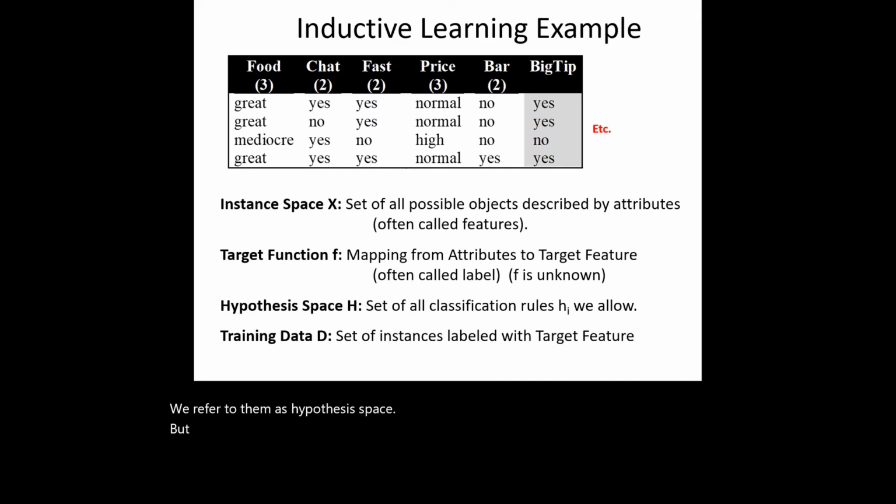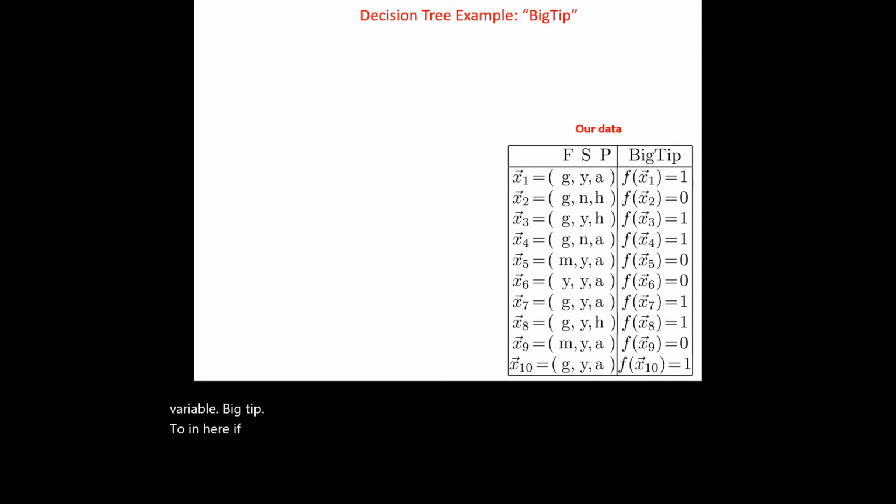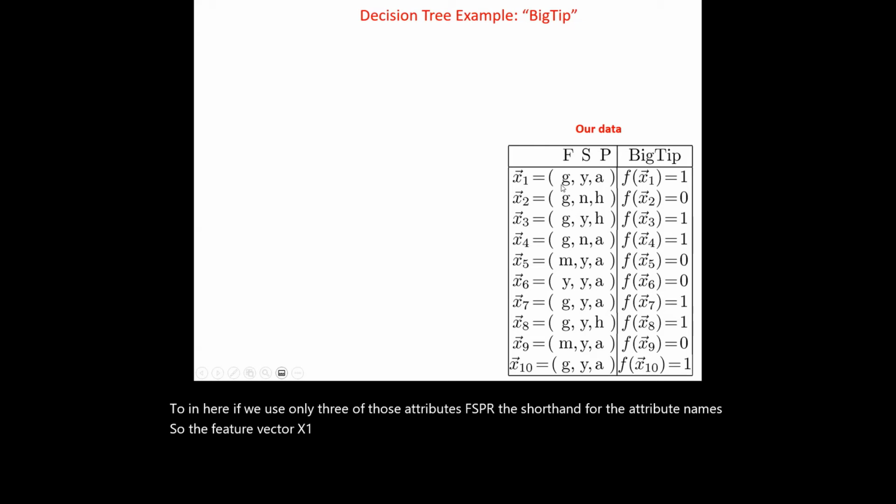But given the limited amount of examples, we are going to call those examples training data to train an algorithm. Here we are talking about decision tree, using those examples and trying to learn the best possible decision tree to map the values of these attributes to the binary outcome variable, big tip. If we use only 3 of those attributes, F, S, P are the shorthand for the attribute names. So the feature vector X1 looks like the values: G for F, Y for S, and A for P.